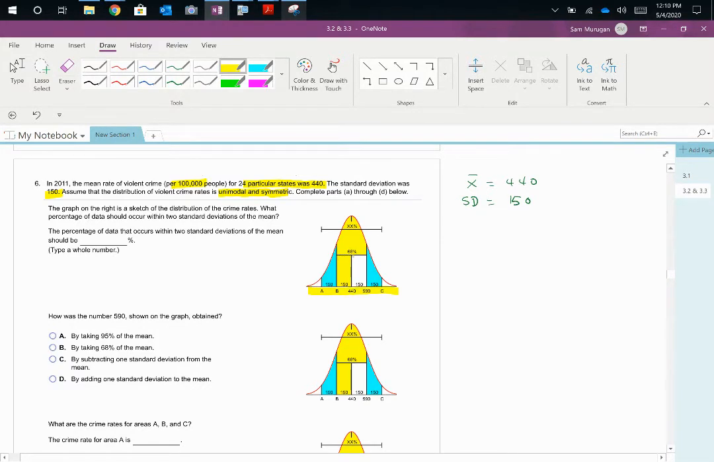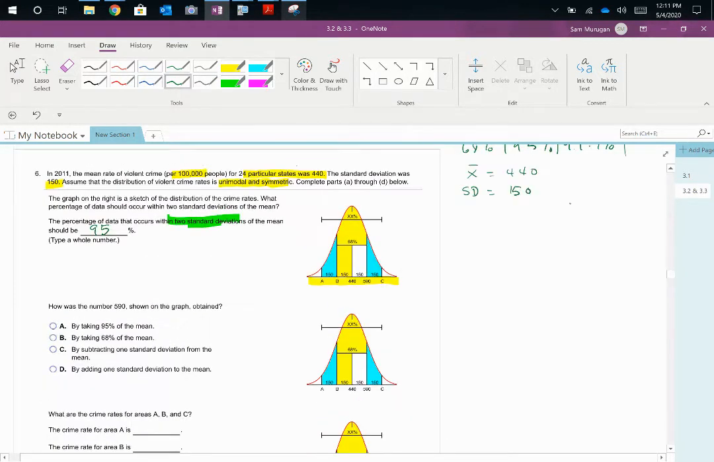And notice the first one, one standard deviation, is at 68%. So the question is relatively straightforward. Remember, after two standard deviations, it would be 95%. Remember the rule: 68%, then 95%, then 99.7%. So how was the number 590 on the graph obtained?